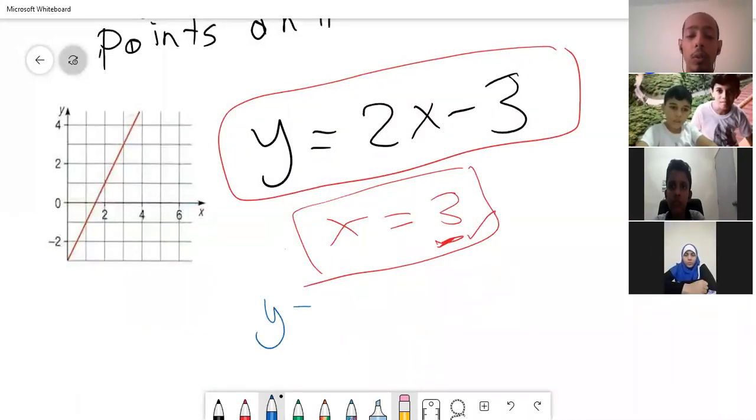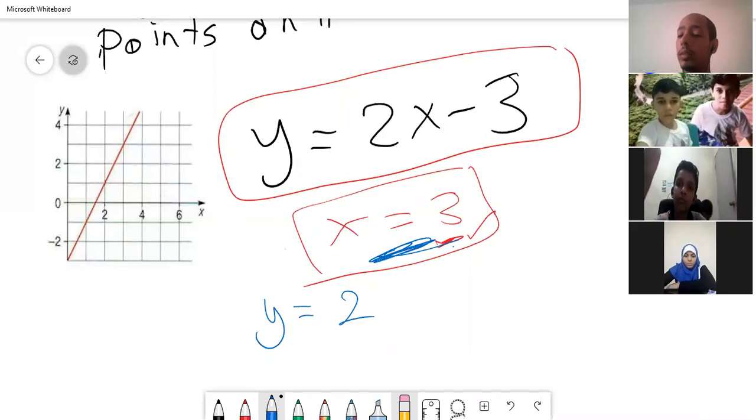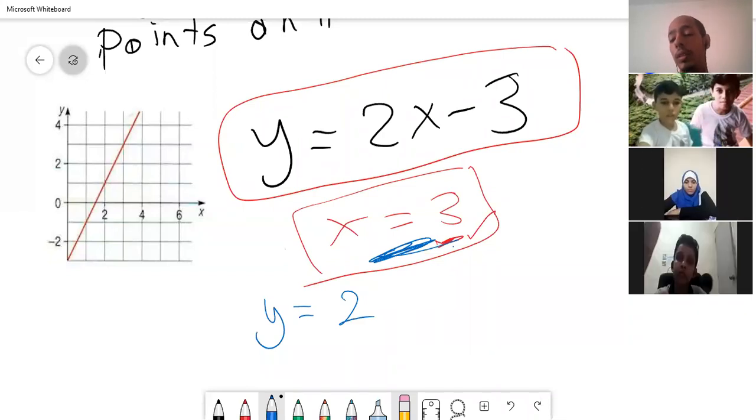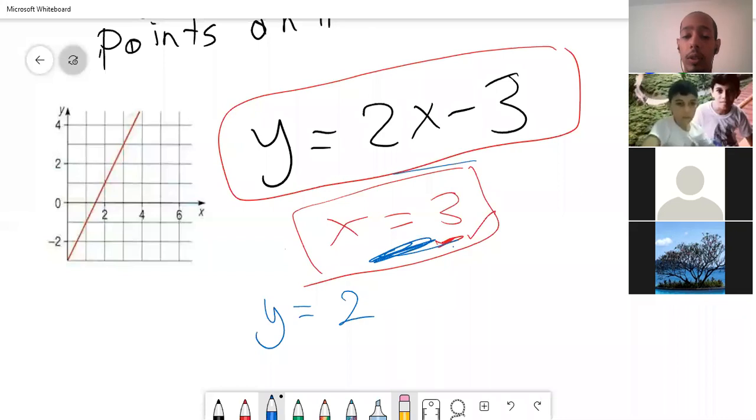So it's going to be y equals x minus 3. What is x? Abdurrahman, what is x? It is here in front of you. x equals 3.